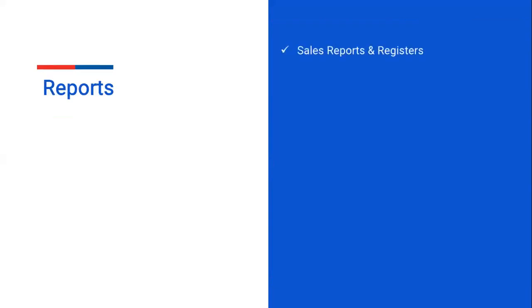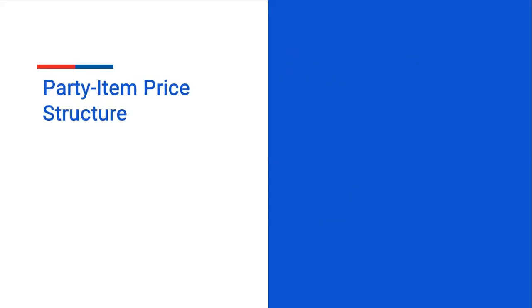At last, we can see the reports. We have various reports in Busy, sales reports and registers. We can see various sale reports, monthly basis, daily basis, party and item wise. We have given a Busy option for settlement summary and details. We can check on which mode we have given the payment to customers.